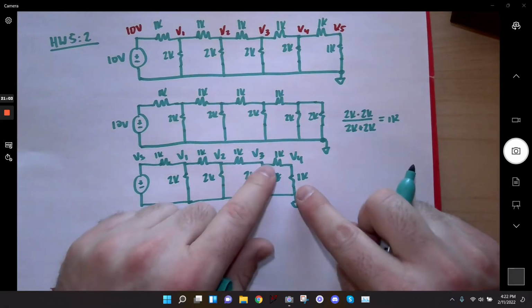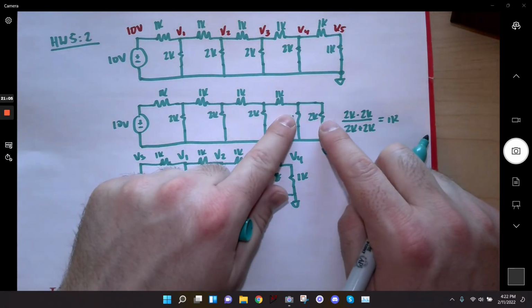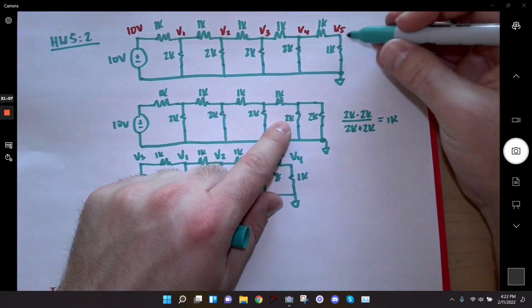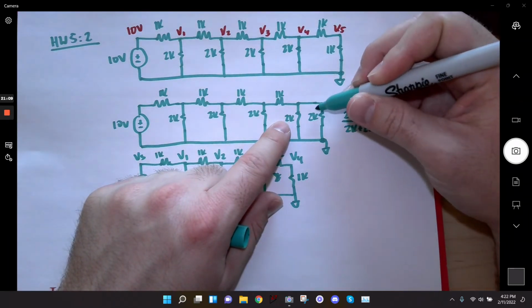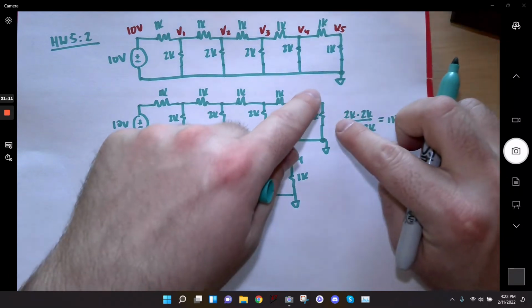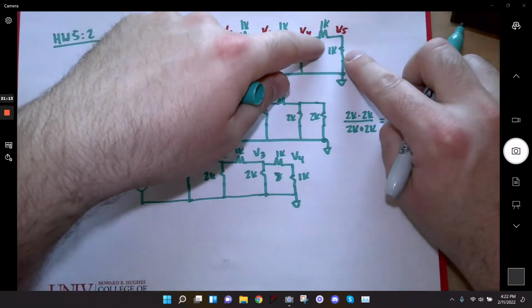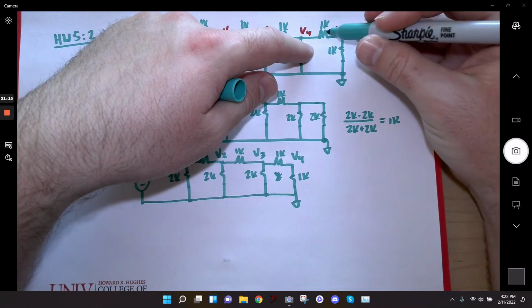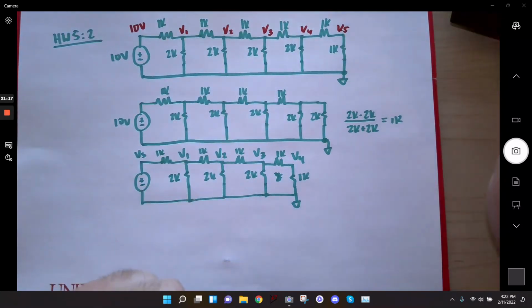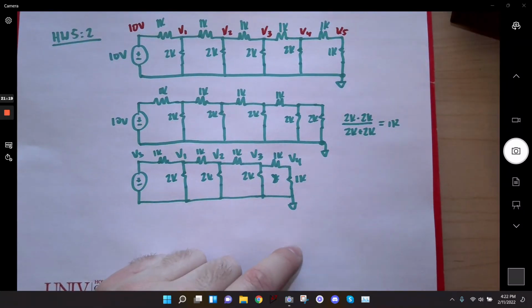If you wanted to find V5, you basically have to find the current that's flowing through this 2K resistor, and then open it back up to the two 1Ks, and then you'll know the current flowing through this 1K and that 1K, because you know that series resistors have the same current flowing through them.